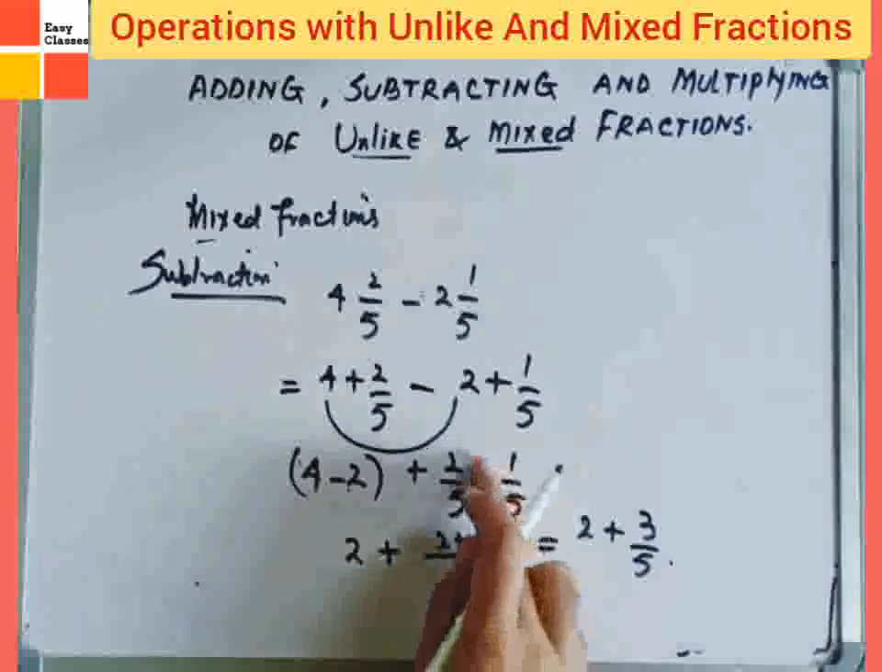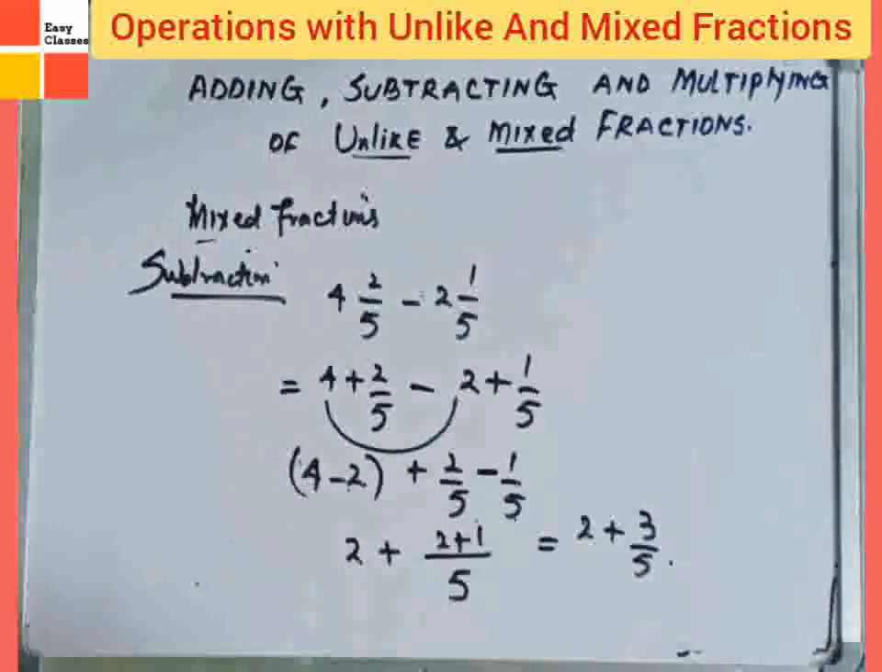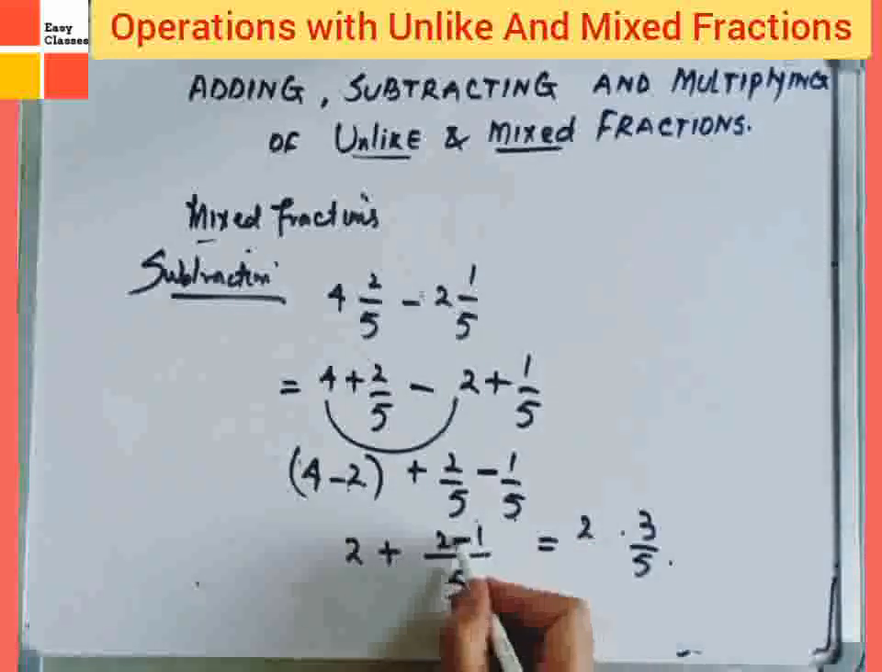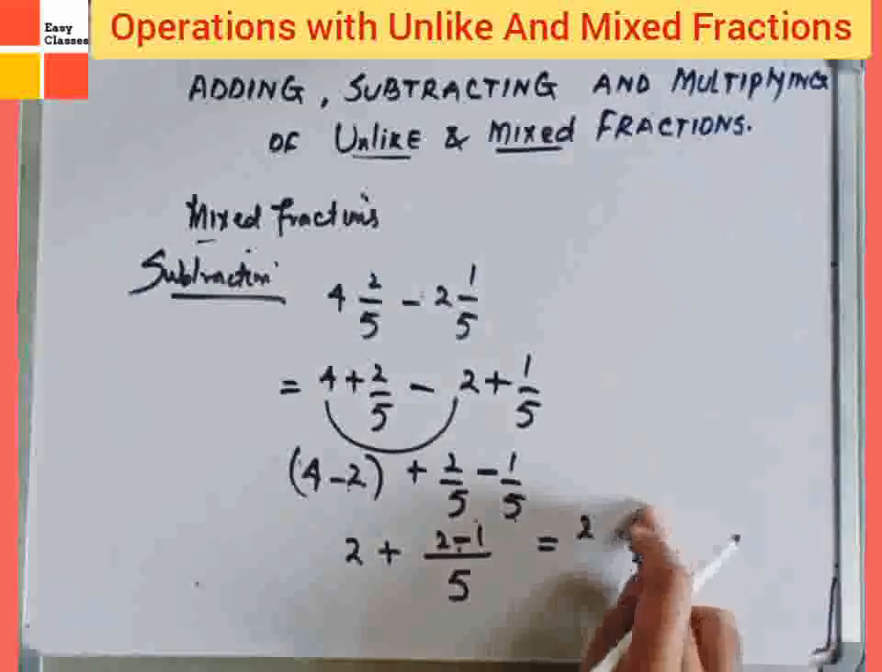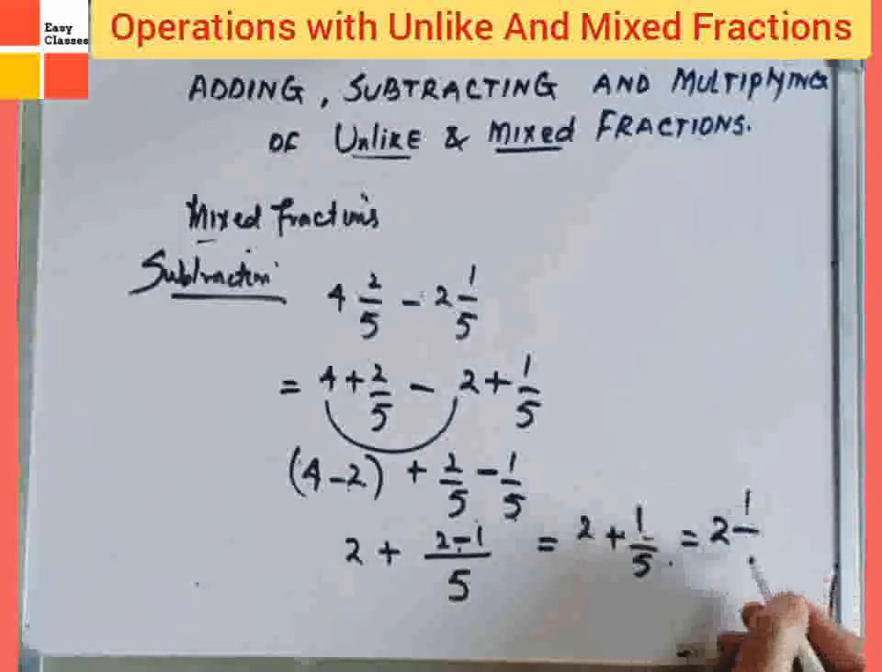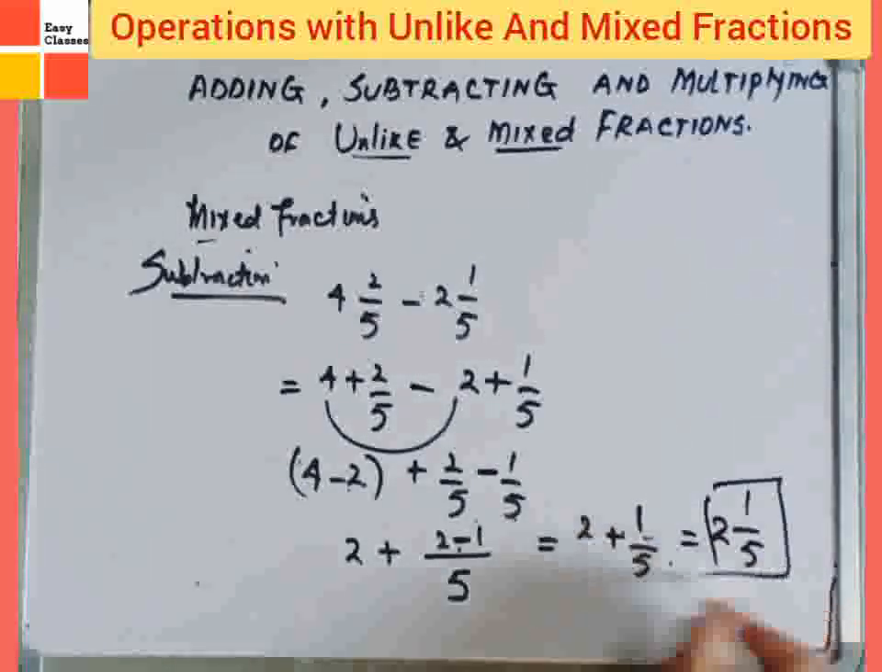Sorry, it is actually minus here, this is minus, right? Okay, so here it is minus, sorry, it's minus, so you will get 2 minus 1 is equal to 1 by 5, which is equal to 1 by 5th. So this is your answer.